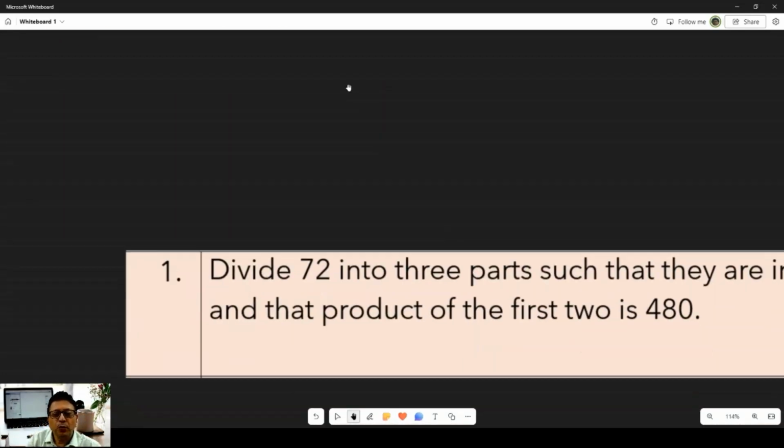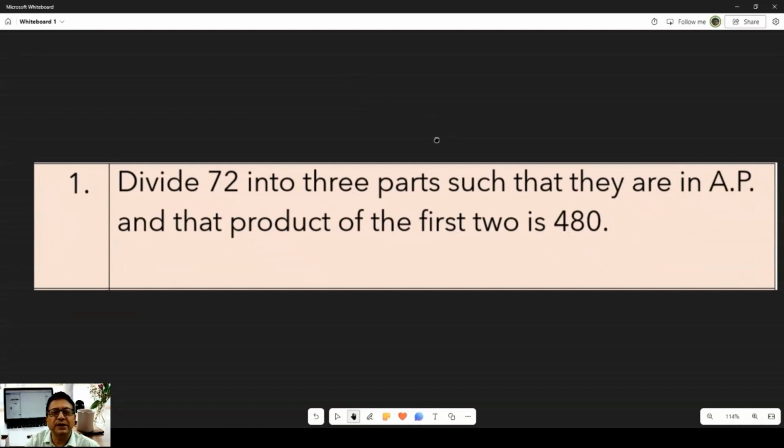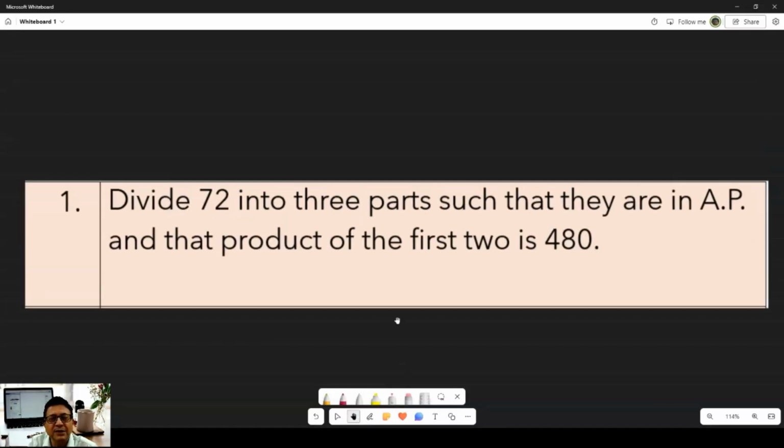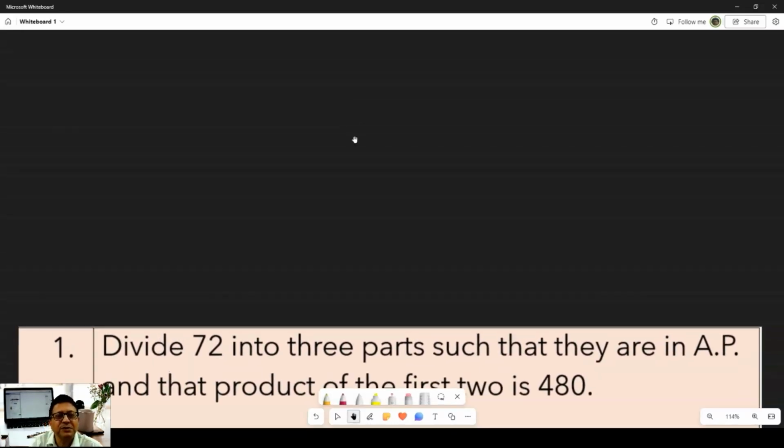Let us start with one of the simplest examples here. This you can see. Divide 72 into 3 parts such that they are in AP and the product of first two is 480. I just remind you one very important concept in AP before we start solving this sum. I'll not assume that you have learned everything on your own. So better we start from level 0.